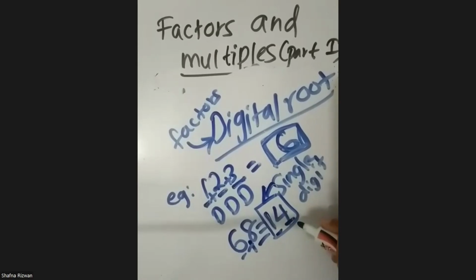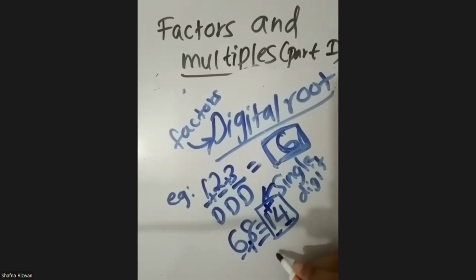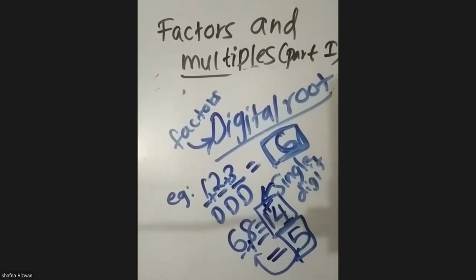So what can you do? You have to add these two together to get the final answer. 1 plus 4 is how much? 5. So 5 is the digital root of the number 68. Did you understand? 5 is the digital root of the number 68.